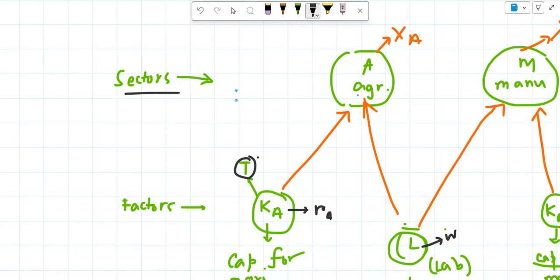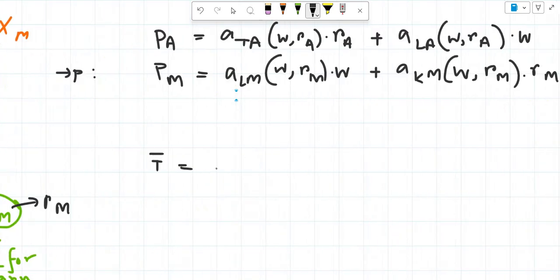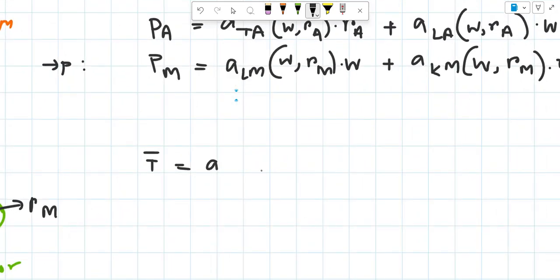What is that being used for? That is used entirely by the agricultural sector. By how much? One output of agricultural sector requires ATA amount of land. The agricultural sector is producing a total of XA, so you have total XA amount, each wanting TA, so you have ATA into XA.